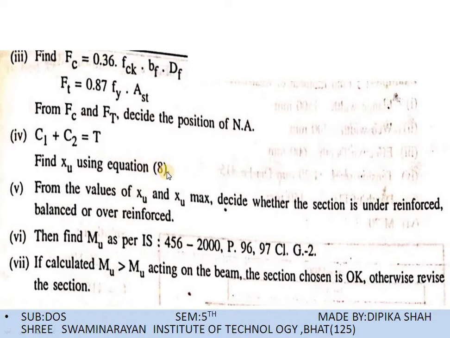After finding out Xu and Xu max, we will decide the section of the beam, that is, which section our beam is: under reinforced, over reinforced or balanced section. Okay, so from the values of Xu and Xu max we will decide whether the section is under reinforced, balanced or over reinforced. Then we have to calculate Mu.